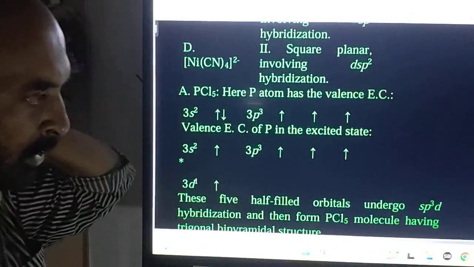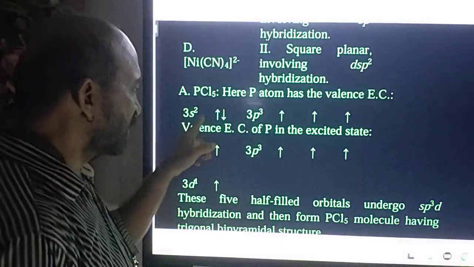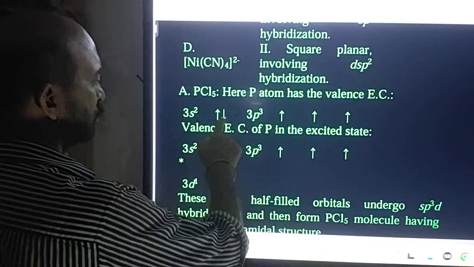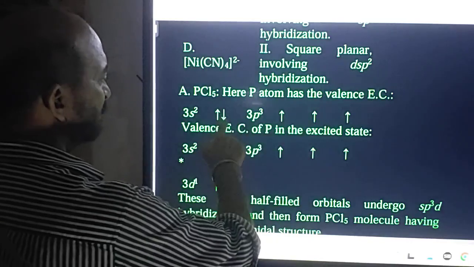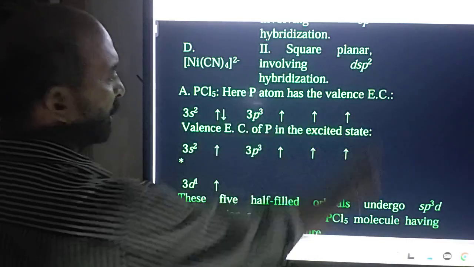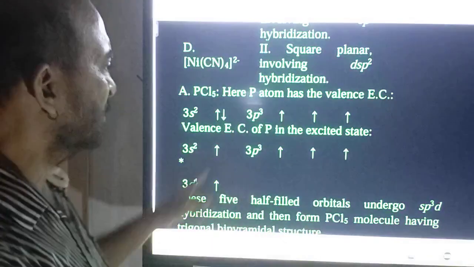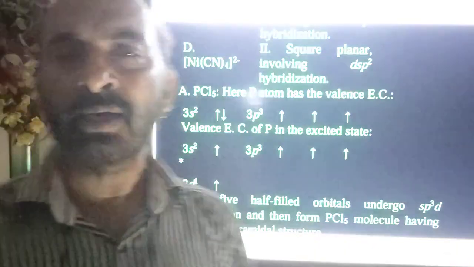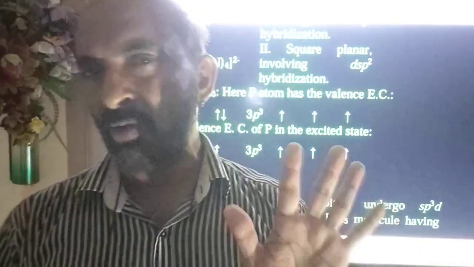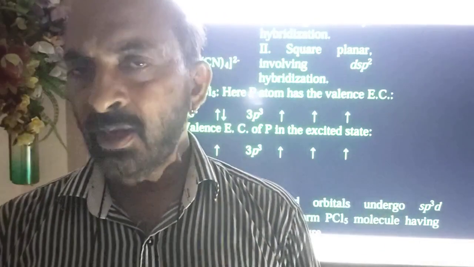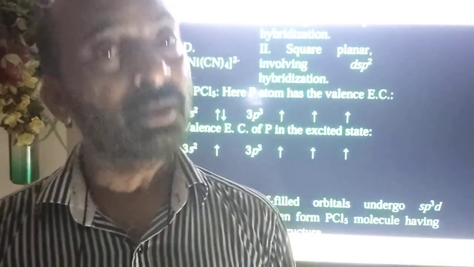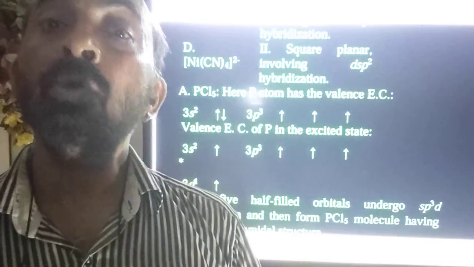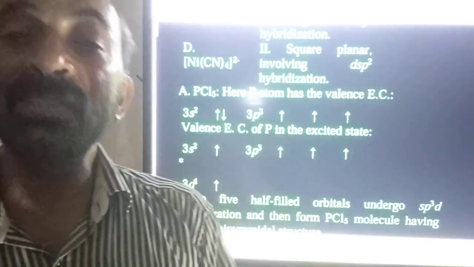First PCl5. First you have to write the valence state ground state electronic configuration of phosphorus: 3s2, 3p3. Isn't it? A pair of electrons and 3 unpaired electrons. In PCl5 we know that there are 5 single covalent bonds, so there must be 5 unpaired electrons in the atom. So you have to think about exciting the electron.